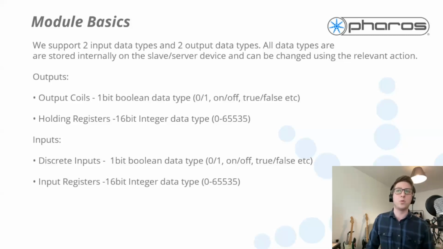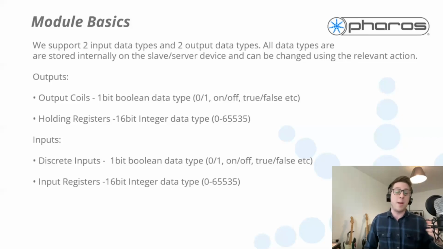For our output types, we support a 1-bit Boolean output coil. So that's on, off, true, false. We also support holding registers, which can be 16-bit integers. So the difference is that one is a value that can literally be on or off, and a holding register can be a value anywhere from 0 to 65,535. That then allows you to have some kind of value which you can change. And again, I'll show you how you can link that up to timelines or your programming later on.